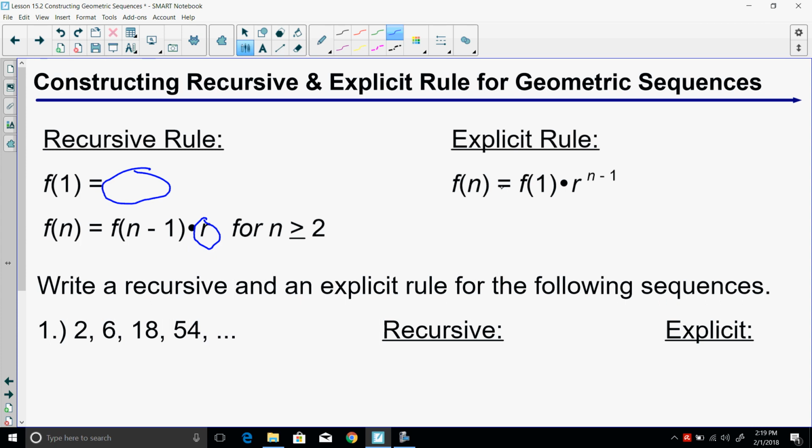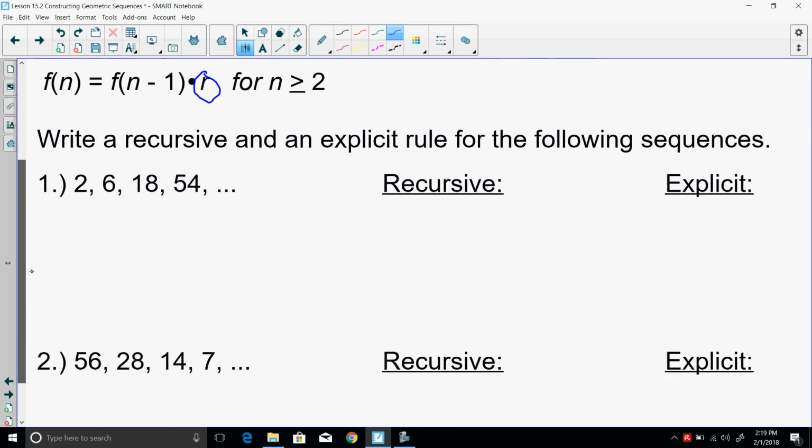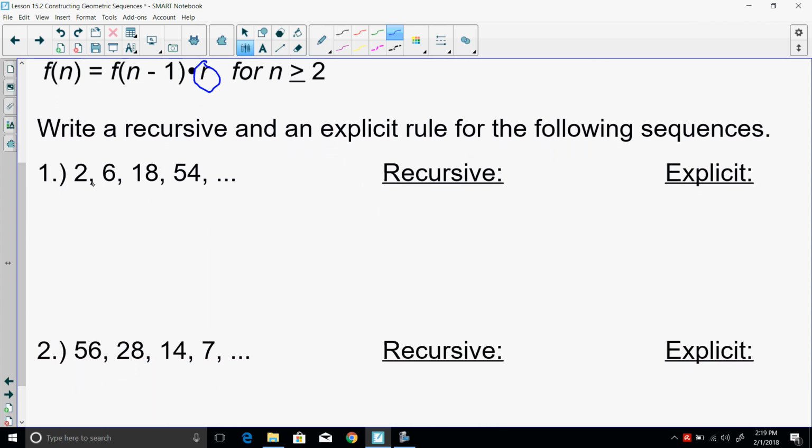Same thing here. The only thing that you will ever fill in for the explicit rule is this number and that number. f of n stays put and n minus 1 stays put. So if we're going to write recursive rules for each of these, and an explicit rule for each, the first thing I've got to find out is what is the value of my common ratio. What's my common ratio? So I'm going to do the same thing I did before.